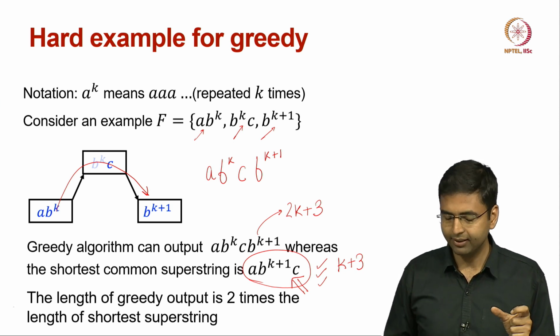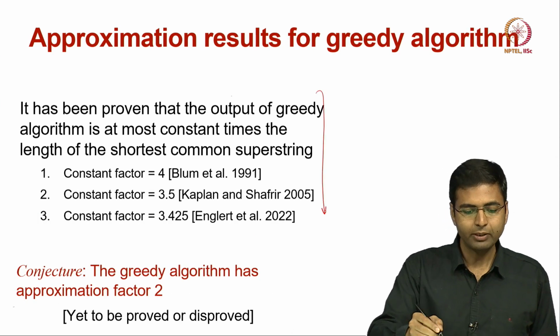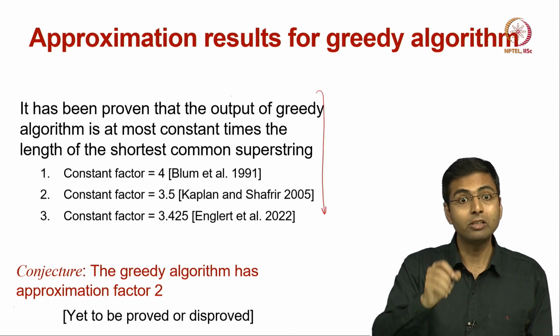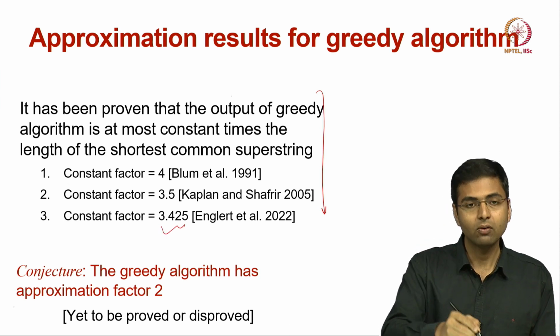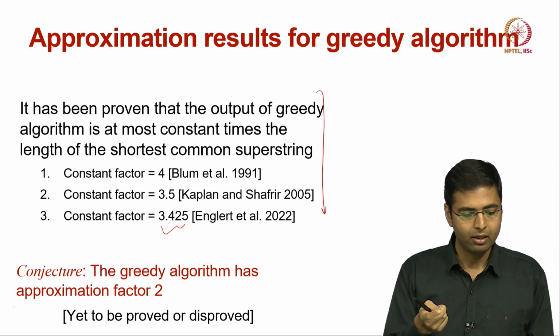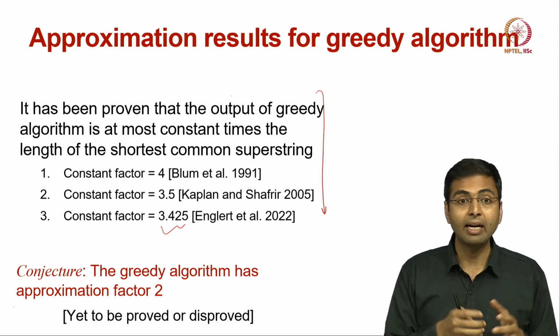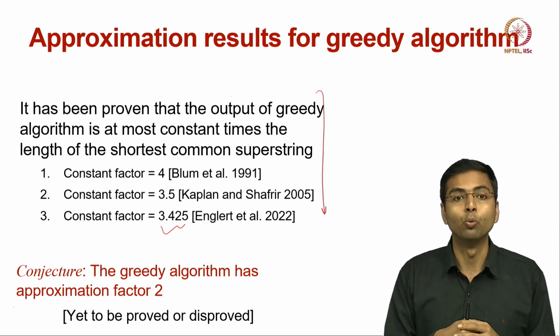So, based on this example and given these results, observe that none of these results prove that the constant factor is 2. The proven results are constant factors greater than 2. So, based on this example, it has been conjectured that the greedy algorithm has an approximation factor of 2.